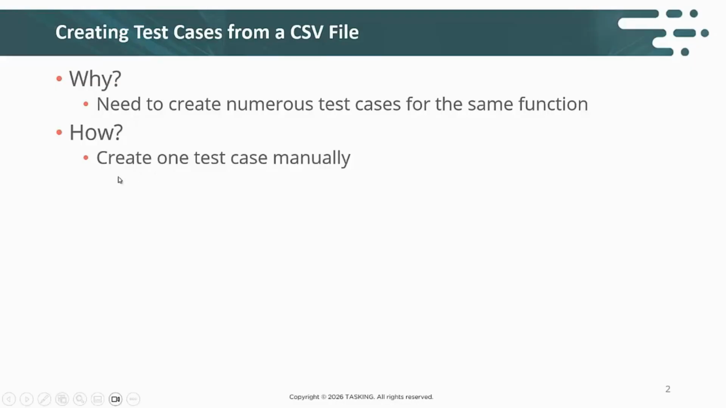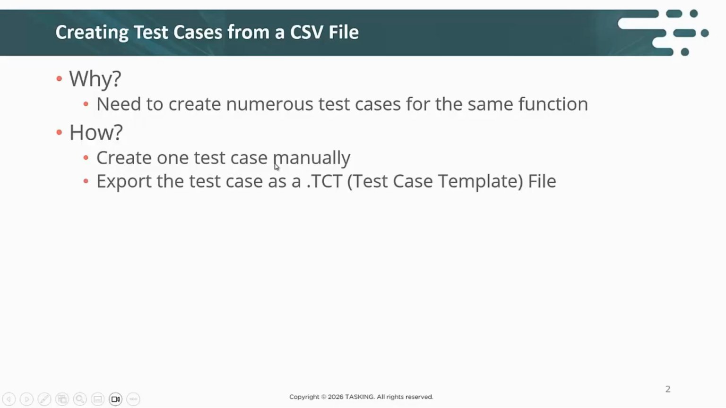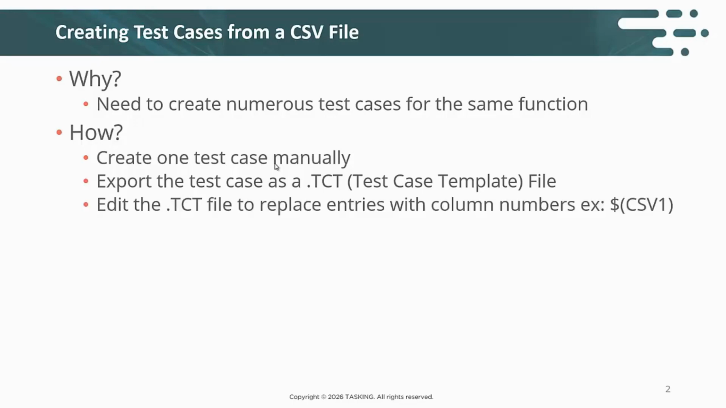Well, first of all, we create one test case manually. So we use the GUI, we create a test case, we add our stubs, we do whatever we need to do, and then we export that test case, and we export it as a test case template file. We can then edit that file, and what we do is we find all the values that we want to basically change, and we replace them with a column number. So basically, I want to get a value from a particular column in a comma-separated value file.